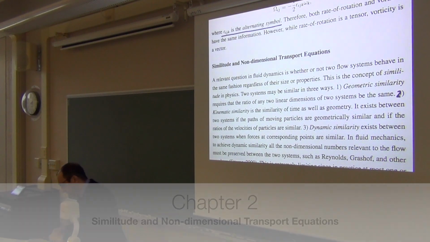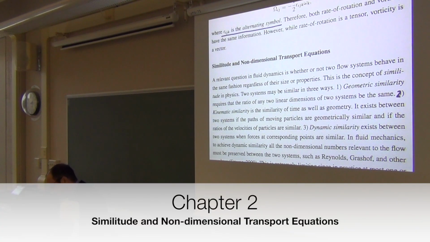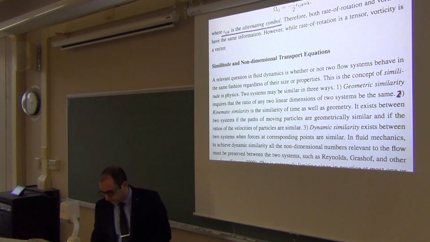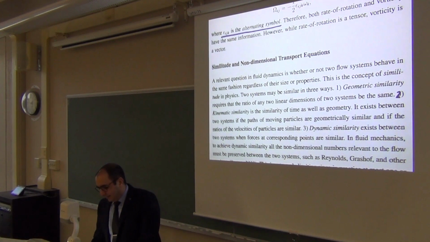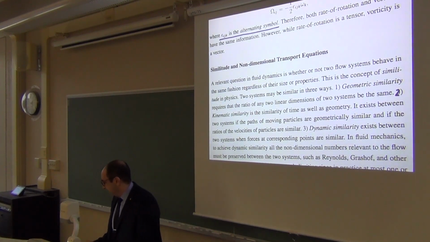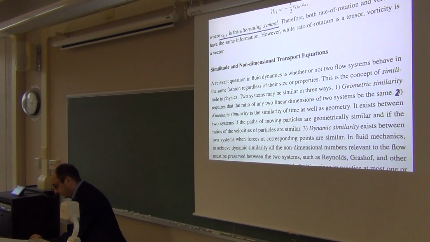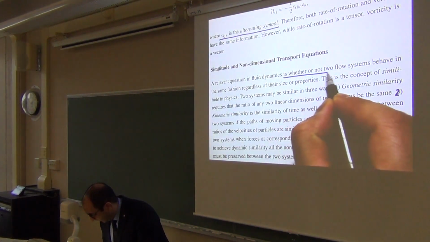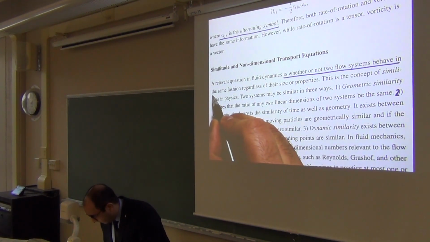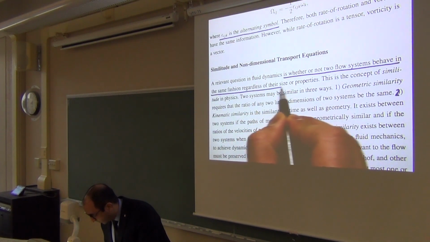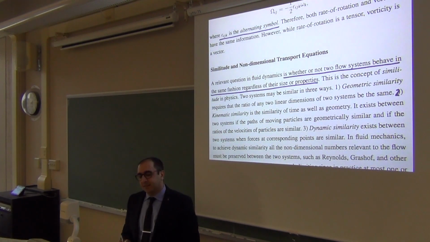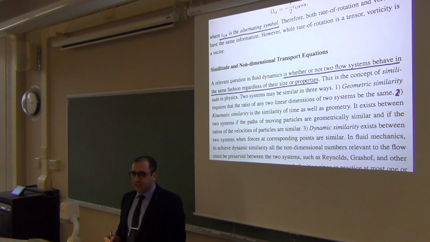The last component in this chapter is the component of similitude, and that will be the final one, so let me introduce it to you. A lot of the times in fluid dynamics, we want to know if two flow systems behave in the same fashion regardless of their size or properties. It ties into the concept of scale modeling a lot.